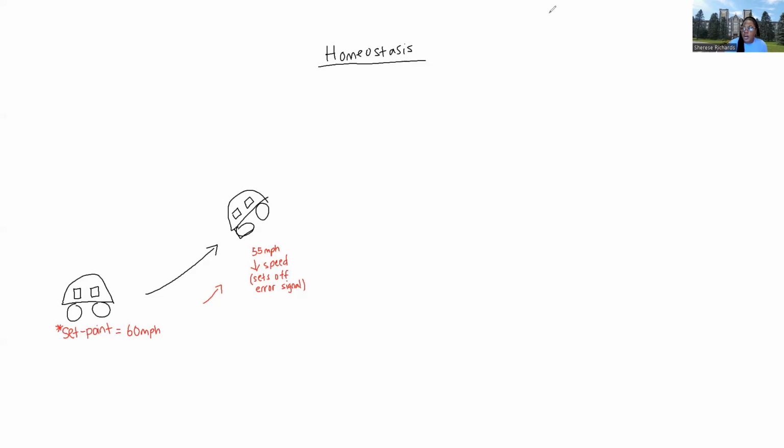Let's continue on going up the hill. So our car keeps moving. And what has to happen in order to maintain our set point is that we have to increase the gas flow to the engine. So that's going to be somewhat of the corrective measure for the error signal. So that's going to be the next step here, right? We increase gas flow to the engine.